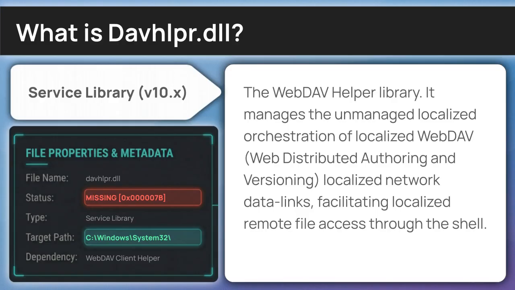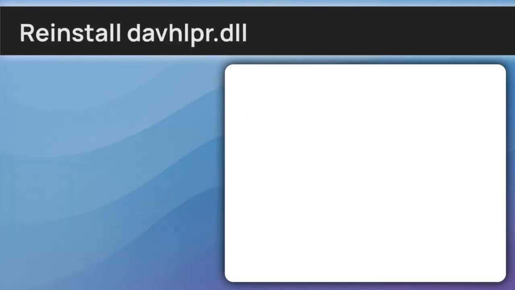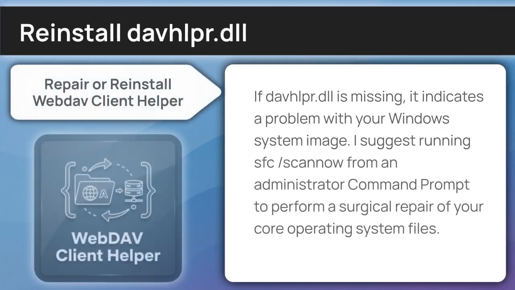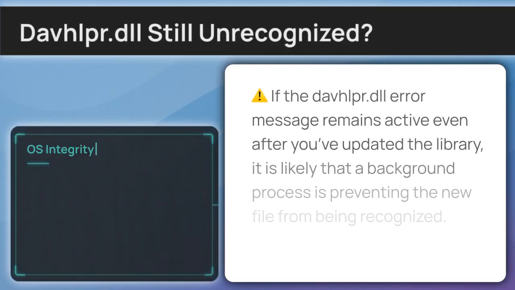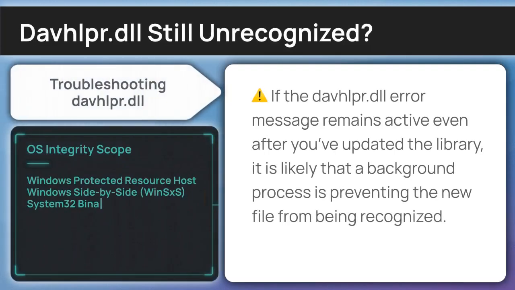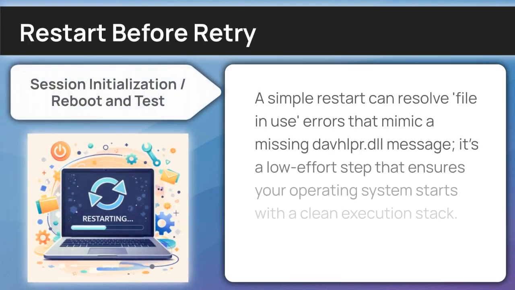With that context in mind, our first logical step is a clean reinstallation. If the WebDAV Helper Library DLL is missing, it indicates a problem with your Windows system image. I suggest running sfc /scannow now from an administrator command prompt to perform a surgical repair of your core operating system files. When a standard reinstall doesn't cut it, we move to advanced diagnostic steps to ensure the system is properly configured. A standard reboot clears out temporary memory conflicts and gives the Windows loader another chance to properly register the WebDAV Helper Library component during startup.